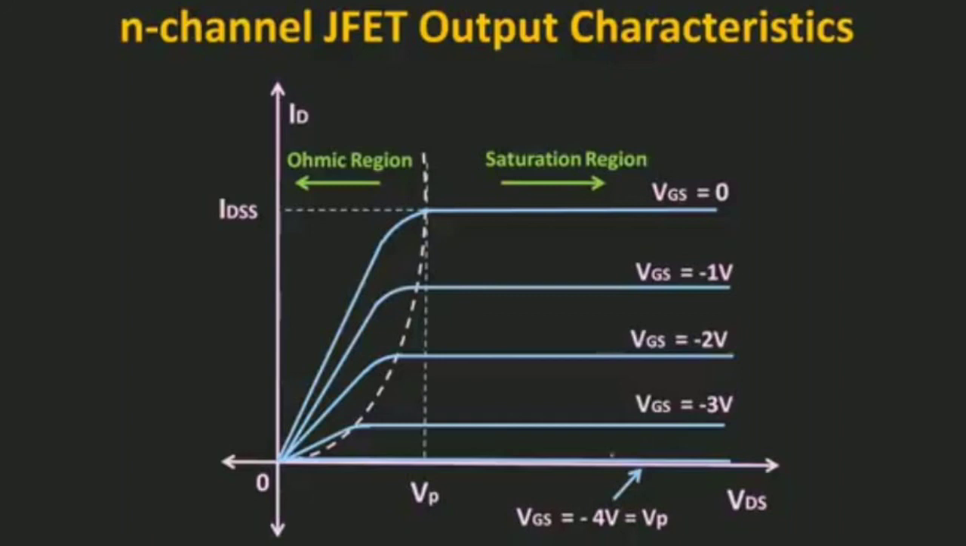In this region, whenever the drain to source voltage VDS is more than the pinch-off voltage VP, the drain current will almost remain constant. And the third region of operation is the cutoff. Whenever VGS is greater than or equal to VP in magnitude, the drain current ID will be approximately equal to 0, and we can say that the device is almost turned off. So apart from these 3 regions, as we can see, there is one more region known as breakdown. It should always be avoided.